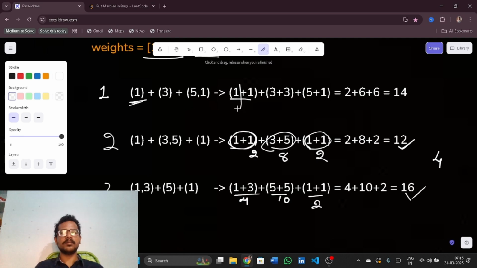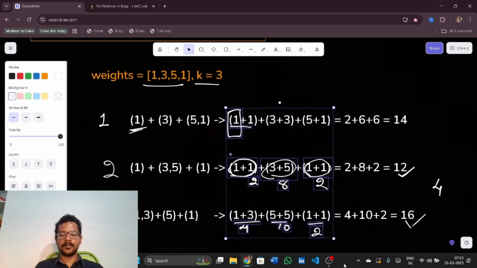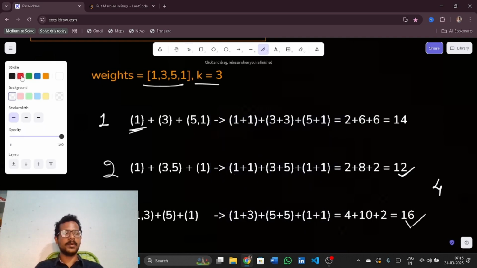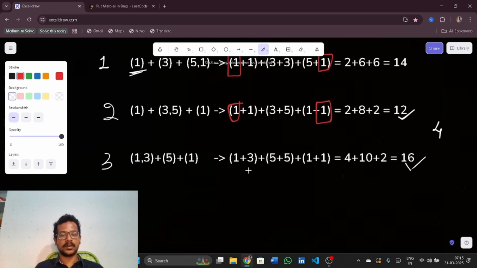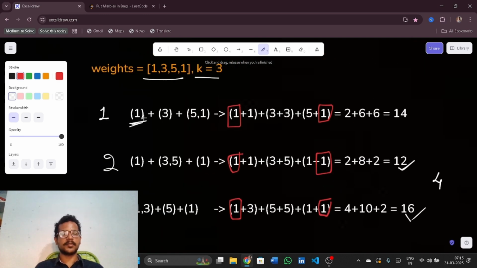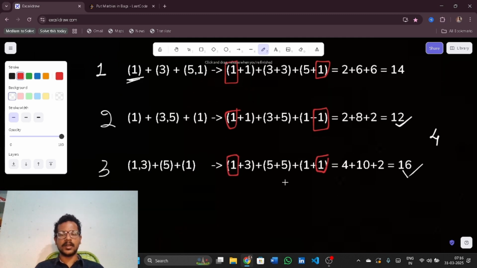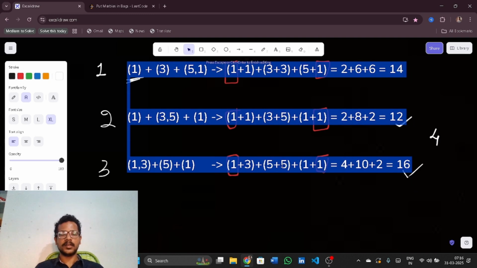But in every combination, the common thing is this one and the last one. Let me round this up: the first one and the last one, that means the first marble and the last marble. So these are the marbles that are common in every combination.